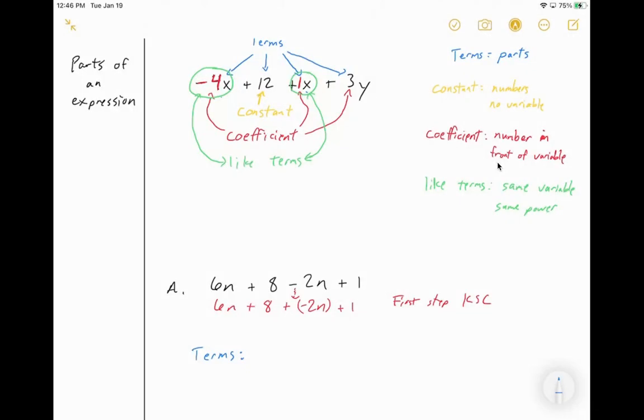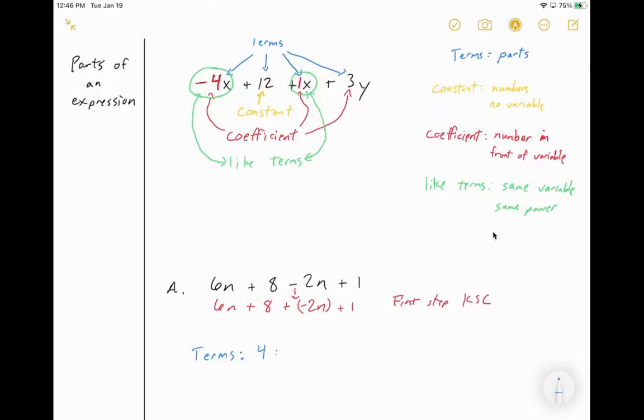Put in the chat, how many terms do we have? Yeah, excellent. There's 4 terms, right? What are those 4 terms? Go ahead and list them. You can do them in any order. You can mix them up so that you have all the n's first if you want. That's fine. Or you could just write them as is.